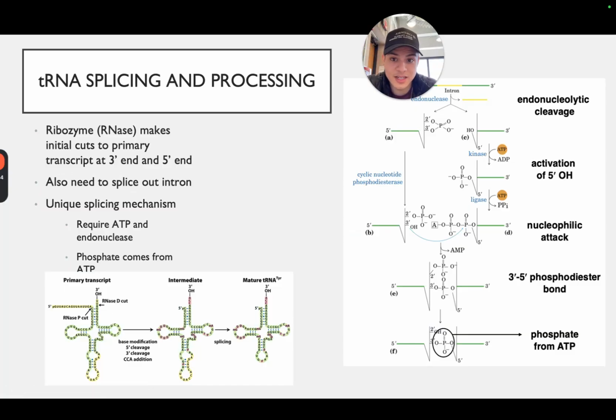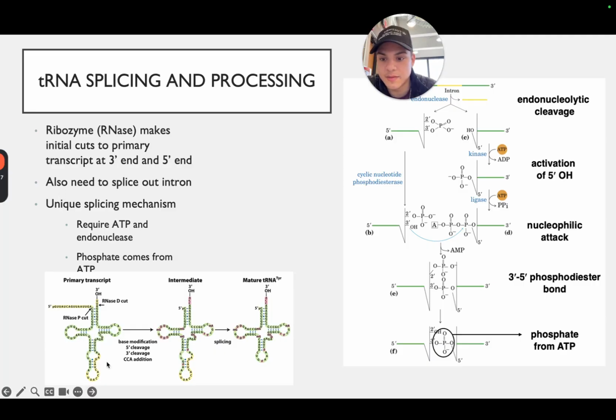And then in terms of tRNA splicing and processing, for the tRNA, we have ribozyme RNase P that makes initial cuts to the primary transcript at the 3' end and the 5' end. So as you can see here, RNase D and RNase P make their cuts at the 3' and 5' end, and that's going to allow for this splicing and processing to occur. So again, we also need to splice out the intron. So that's just like processing, right? You can think of this as similar to the 5' cap and the 3' poly A tail. It's not quite though. But we also need to splice out the introns as well.